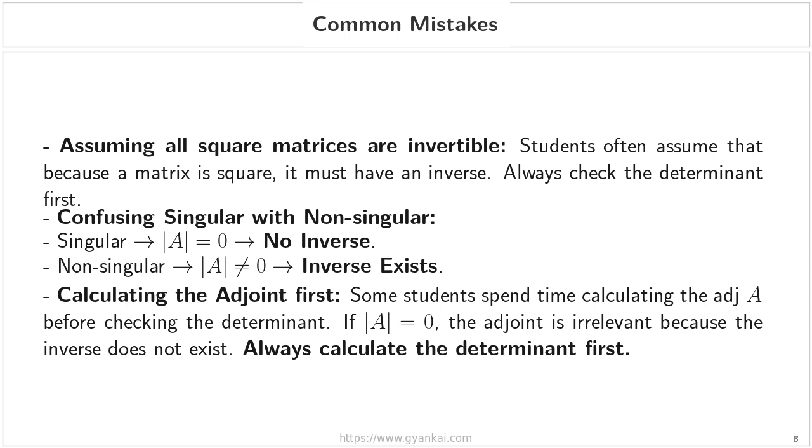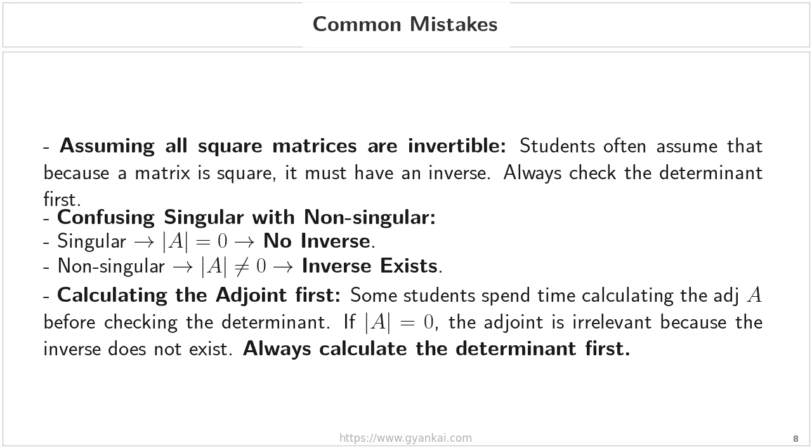Finally, a major tip for saving time: do not start by calculating the adjoint of the matrix first. I have seen many students spend several minutes calculating the adjoint, only to realize at the very end that the determinant is 0. If the determinant is 0, the adjoint is actually irrelevant because the inverse simply cannot be computed. To work efficiently, always calculate the determinant first. If it's 0, you can stop right there.